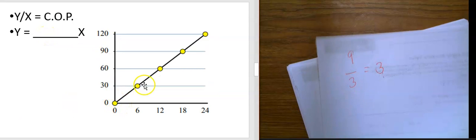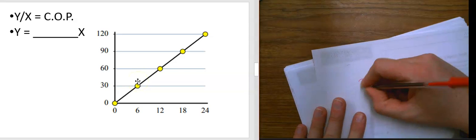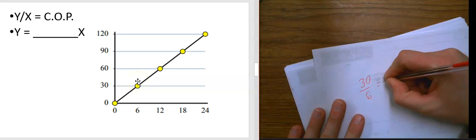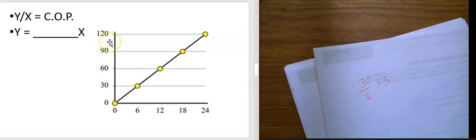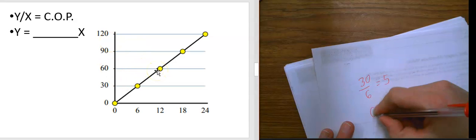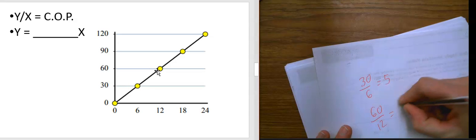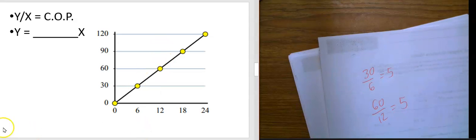This one we go up to 30, over to 6. 30 divided by 6 is 5, so my equation will be y equals 5x. But wait, what if you went up to 60 and over to 12? Well, 60 divided by 12 is also 5. That's constant because it's always the same. That's what that constant means, it's the same. 25 divided by 5, 6 divided by 1.